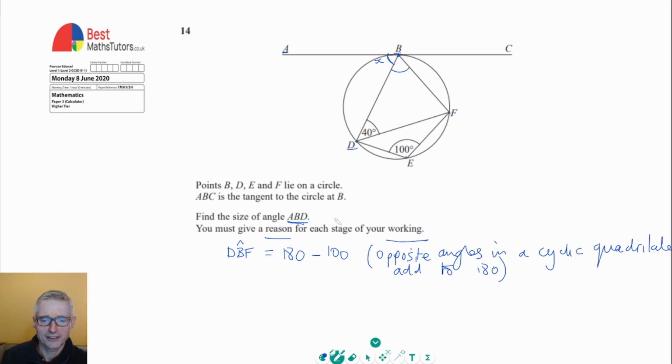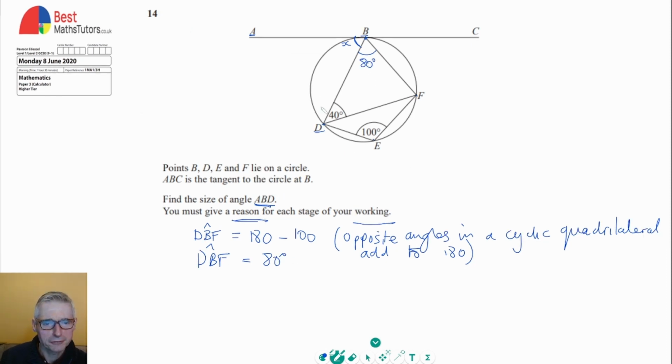So generally speaking, that's how you can put your reasons in for these things, because you can just do the calculation but put the reason in a bracket afterwards. So we've got that DBF, if we do this calculation, is equal to 80 degrees. I'm just going to label that there. So now we've got DBF, we know that's 80 degrees.